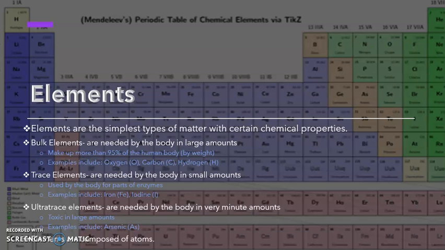Ultra-trace elements are needed by the human body in very minute amounts because they can be toxic to our bodies in large amounts. Examples of these include the element arsenic. Elements are composed of atoms, which we will go over in the next slide.